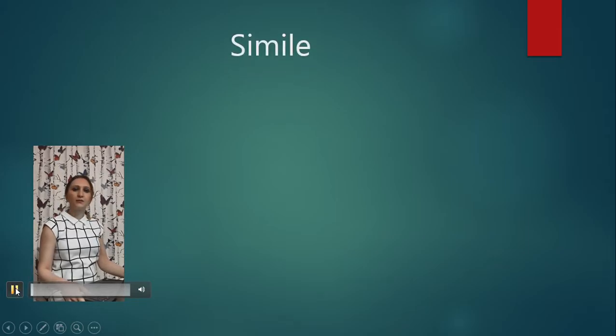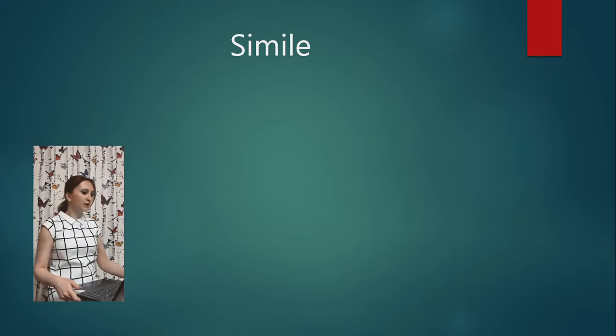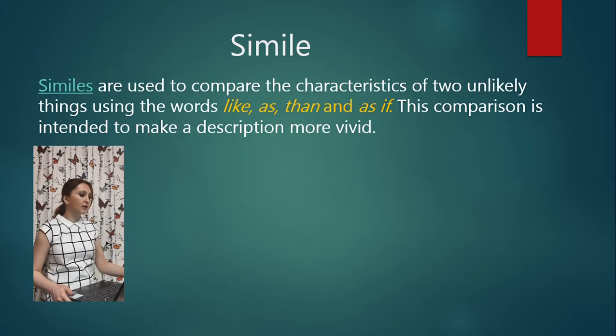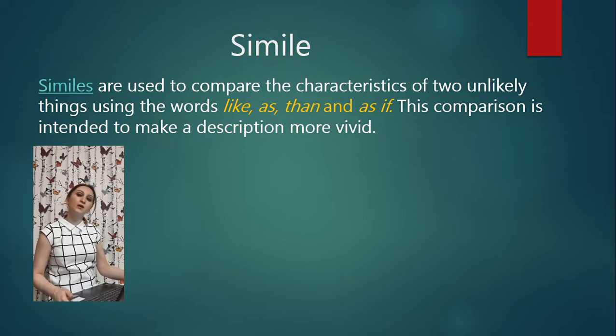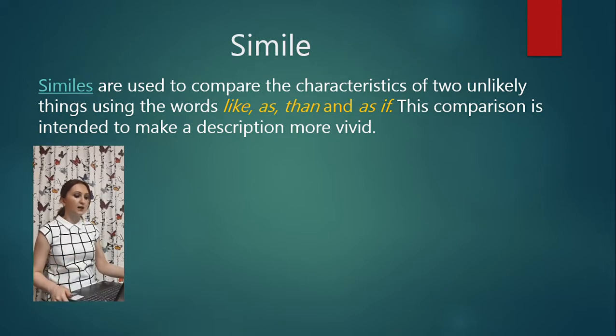The first type of figurative language that we are going to talk about is similes. Similes are used to compare the characteristics of 2 unlikely things using the words like, as, than, as if. This comparison is intended to make a description more vivid. In other words, you are going to take 2 different things, find one common quality between them, and compare them using the words as, like, as if.